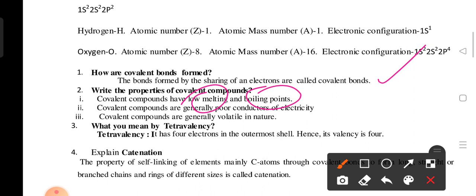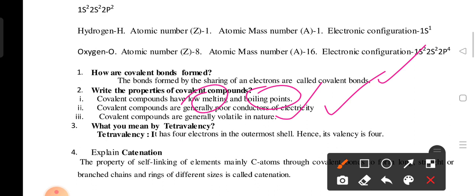Covalent compounds are generally poor conductors of electricity. Why? Because they do not liberate ions in a solution state. That's why they are poor conductors of electricity. Then covalent compounds are generally volatile in nature. This is a very important 2-mark question: write the properties of covalent bonds.